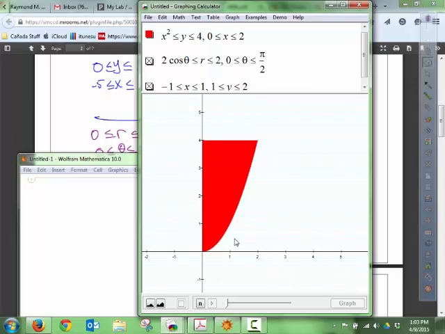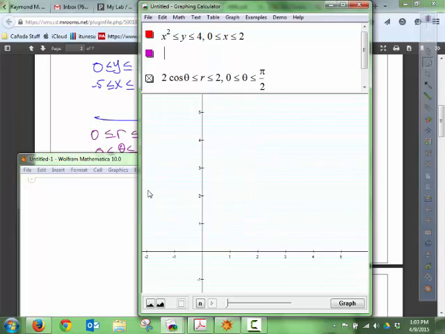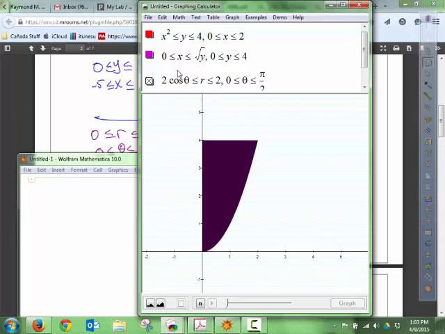And so if, instead of integrating with respect to y first, you decide you want to integrate with respect to x first, then your x value should go from 0 to the square root of y, and then your y value should go from 0 to 4. And that'll give you the same graph. Okay?